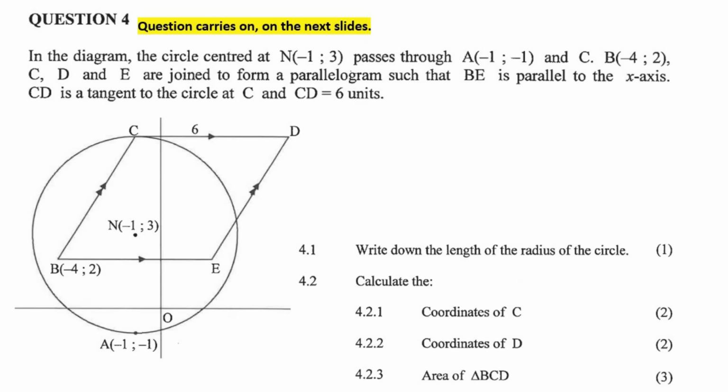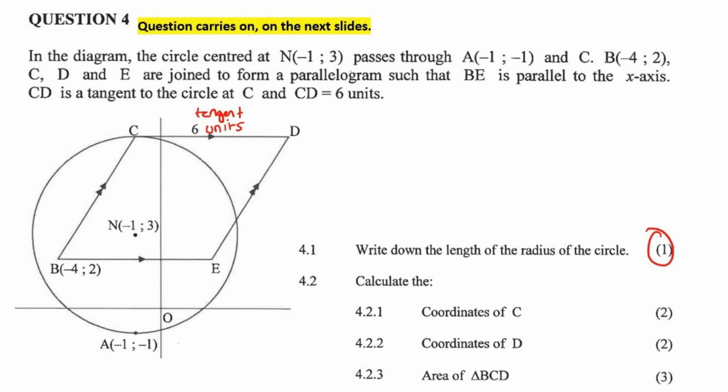Great. CD is a tangent. Okay, so CD is a tangent. And CD is 6 units. Oh, okay, so they've given us the length of this line. That's interesting. Right, so it says write down the length of the radius of the circle.